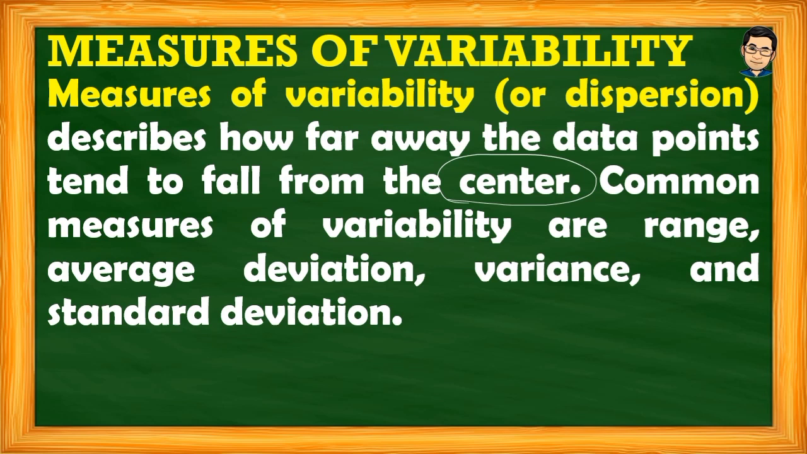Common measures of variability are range, average deviation, variance, and standard deviation. Since range is easy, and then the average deviation, we combined them. The partners are variance and standard deviation. So, for this video lesson, range first and average deviation. And then in the second video lesson, we will have variance and standard deviation.